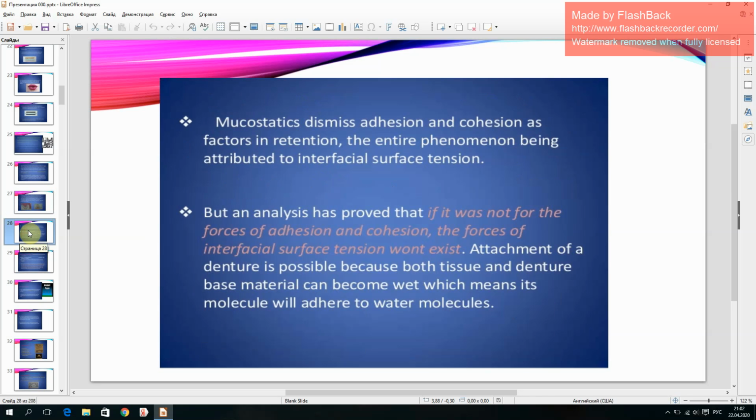Mucostatics dismiss adhesion and cohesion as factors in retention, the entire phenomenon being attributed to interfacial surface tension. But analysis has proved that if it were not for the forces of adhesion and cohesion, the forces of interfacial surface tension would not exist. Attachment of the denture is possible because both teeth and denture base material can become wet, which means their molecules will adhere to water molecules.